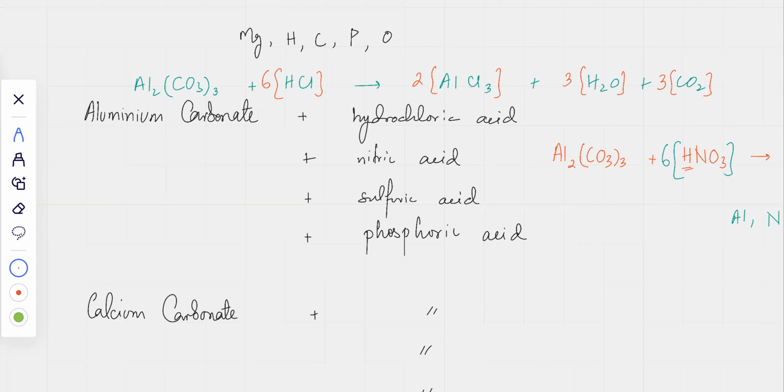Same, just checking yours. The formulas look good. Everything looks good. The balancing is fine as well. Just remember, when balancing, balance the easiest one first, the one that's in just two places.